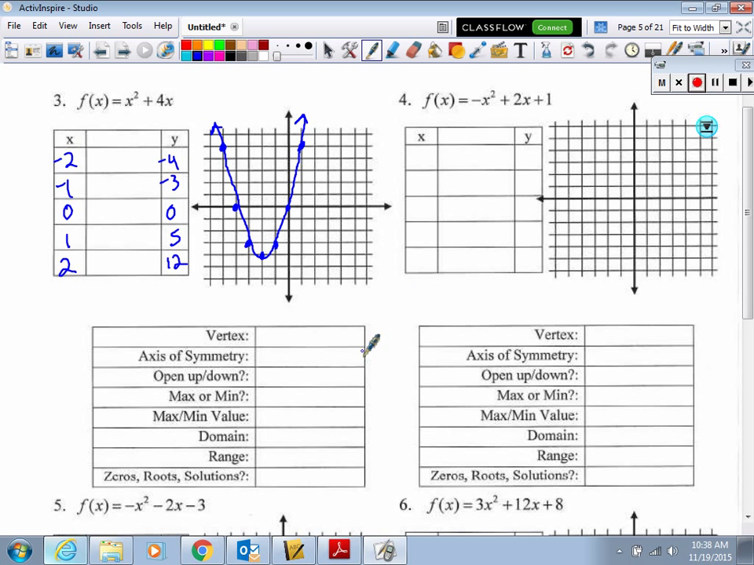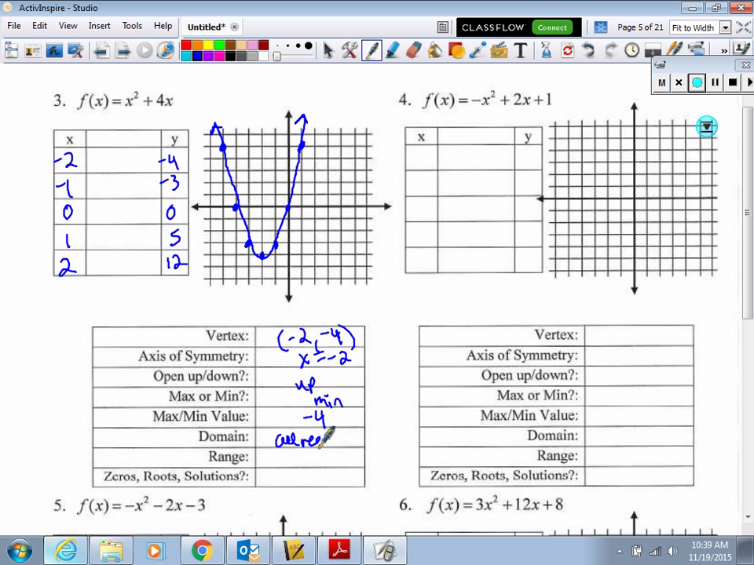Okay. Now, our vertex this time is what? It's -2, -4. Okay. Axis of symmetry is x equals -2 because that's the point it's going through. Okay. It's opening up. It has a minimum. And the minimum is what? Remember, it's this number, so it's -4.